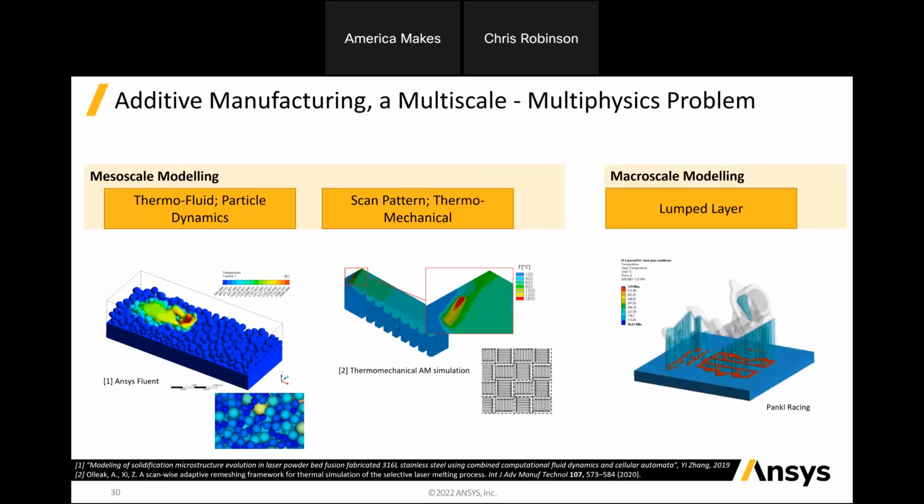Then jumping to macroscale, you get into the macroscale modeling lump layer. I'll go into each of these with a little bit more detail. We've touched on them a fair amount here, but lump layer is really just being able to take some of these mesoscale results and lump them together into an efficient macroscale model that can help you really drive the fidelity of your simulation.